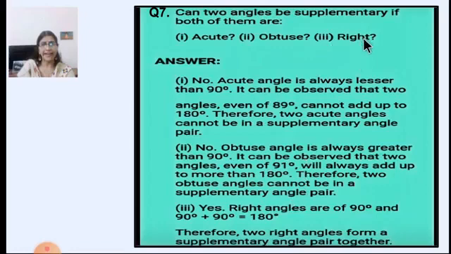Now next is right. Right, yes, because right angle are of 90 degree, and 90 degree plus another 90 degree will make it to 180 degree. So therefore, two right angles form a supplementary angle pair together.